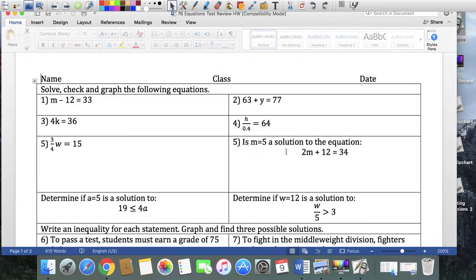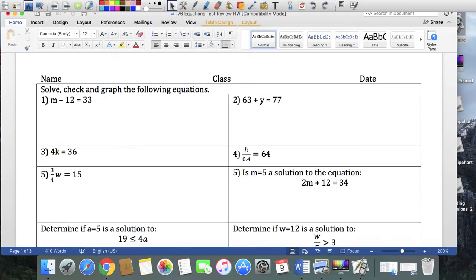Okay, so I'm trying to make this quick because I know you guys have other things to do. So solve, check, and graph.